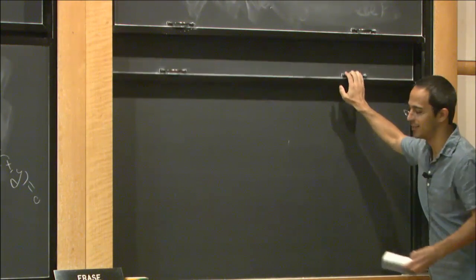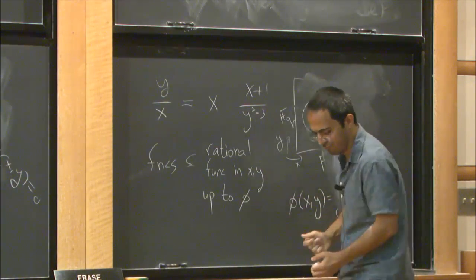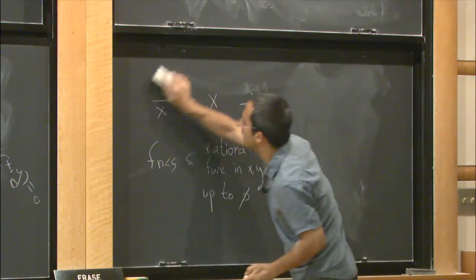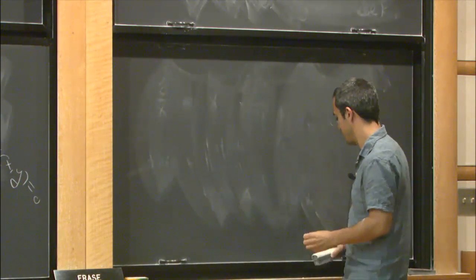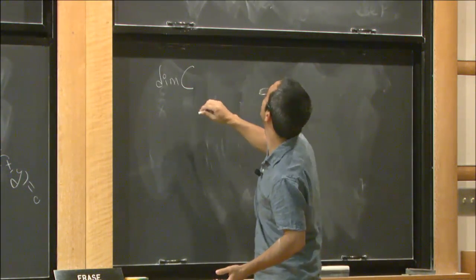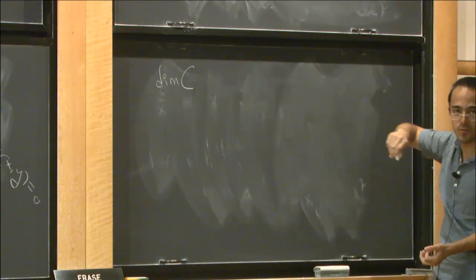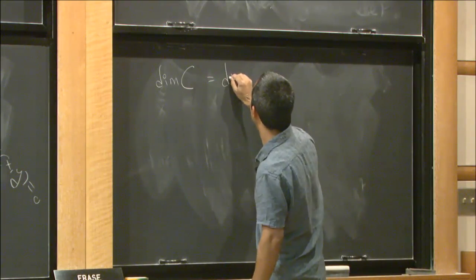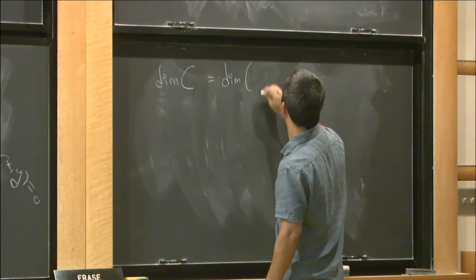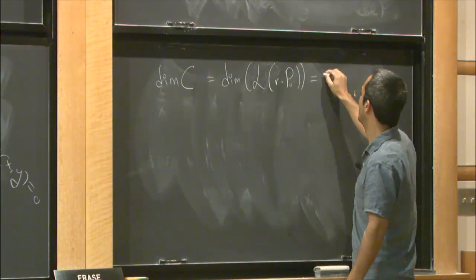It's not hard, let's just do it. So, what's the dimension of the code? It's really just the dimension of the Riemann-Roch space associated with R times P0, which is R.